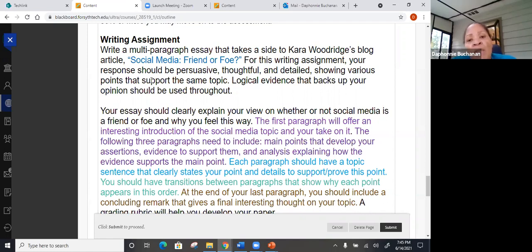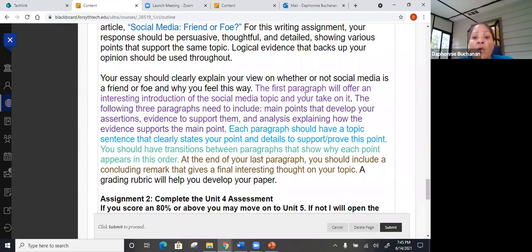And then you need logical evidence that backs up your opinion. What are some things that you know for sure are facts, not opinion, that can back up your claims that social media is a friend or a foe? It should explain your view. It tells you right here, the first paragraph will offer an interesting introduction of the social media topic and your take on it. So your very first paragraph is your intro, and it's going to give your stance with your topic sentence. It is going to set up the rest of your paper.